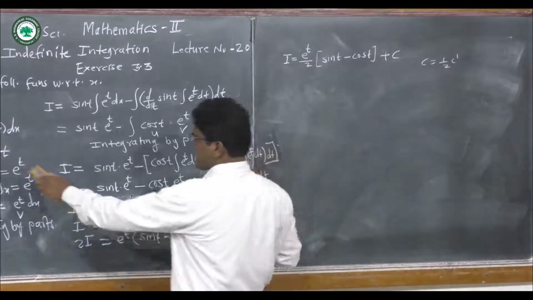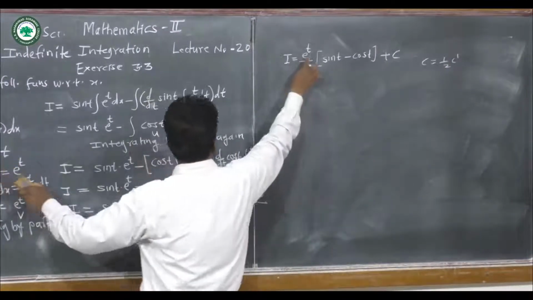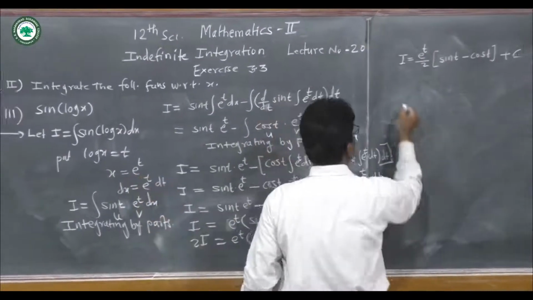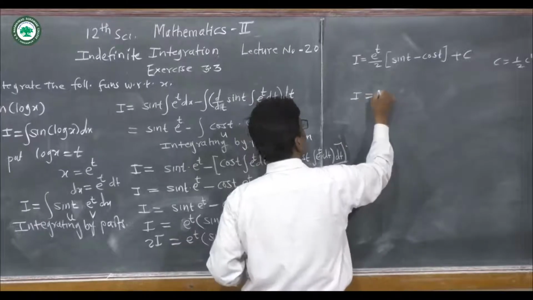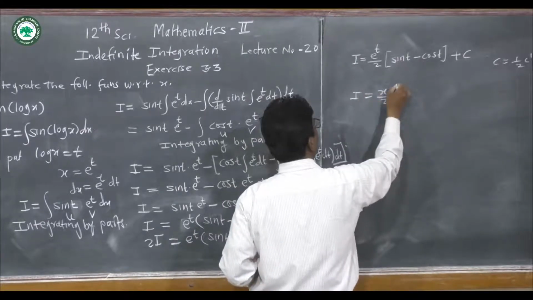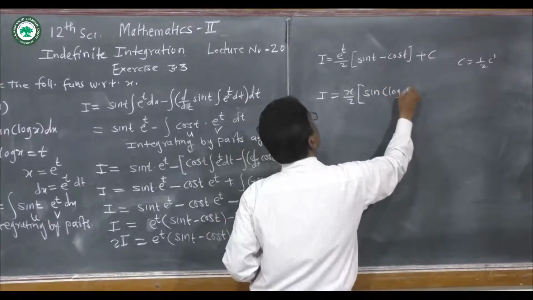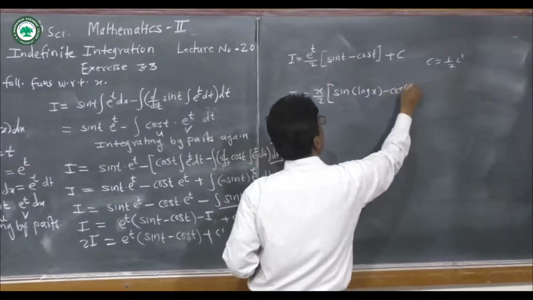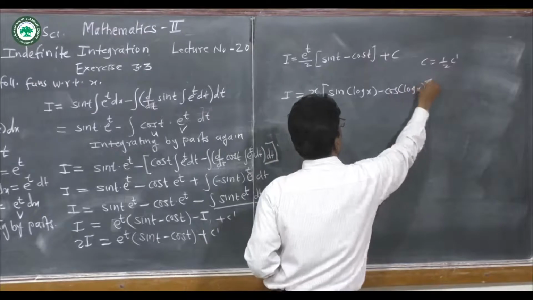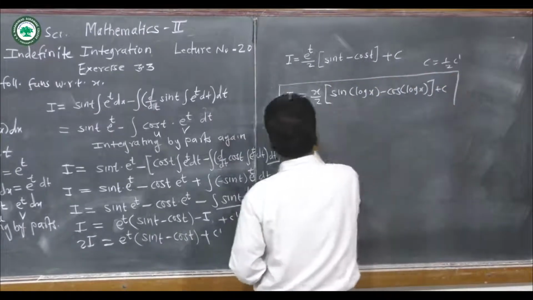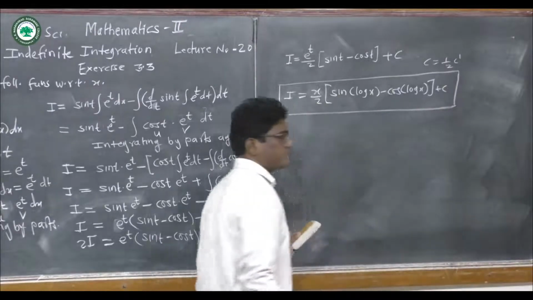t is log x, t is equal to log of x, and e to the power t is x. So I is equal to e to the power t, which is x, so x upon 2 into sin of log x minus cos of log x, plus constant of integration. This is the final solution. We highlight this solution, take the screenshot.